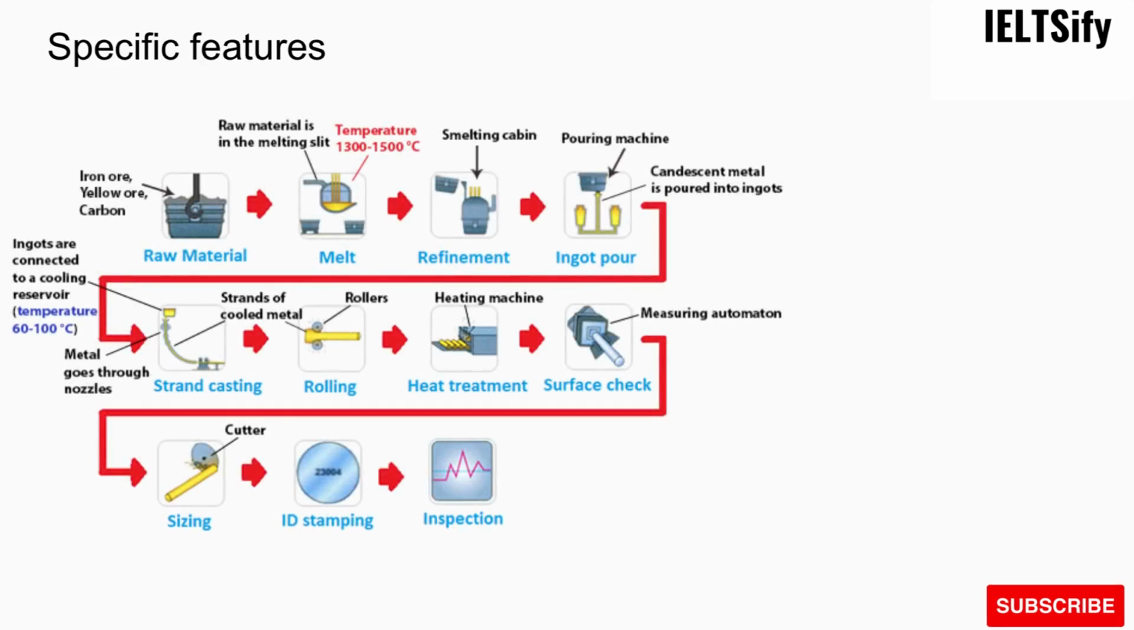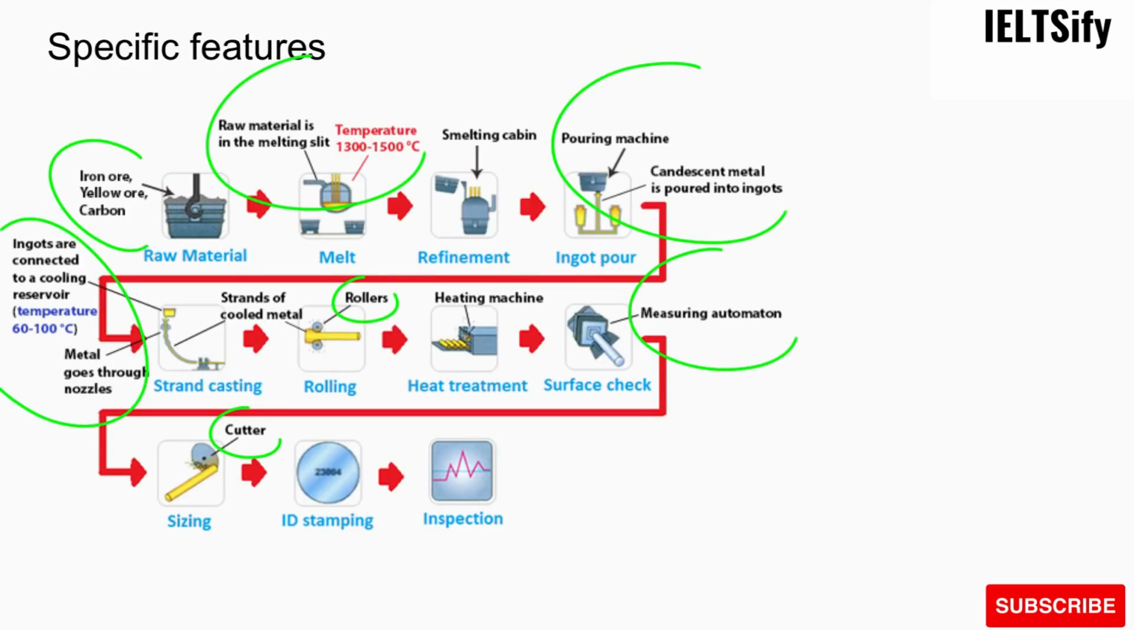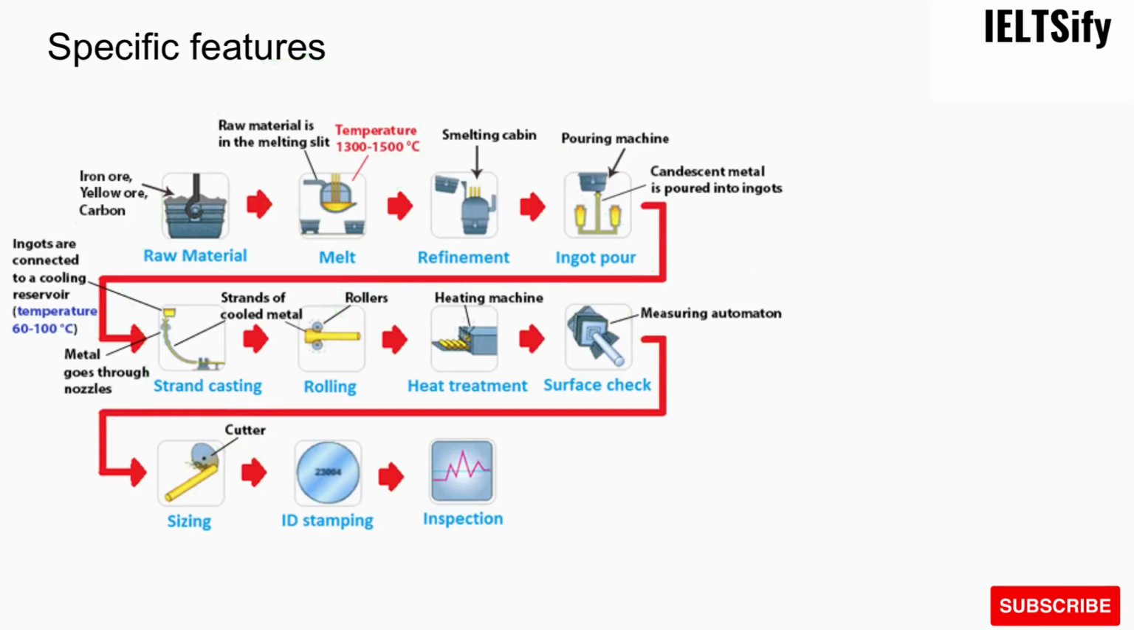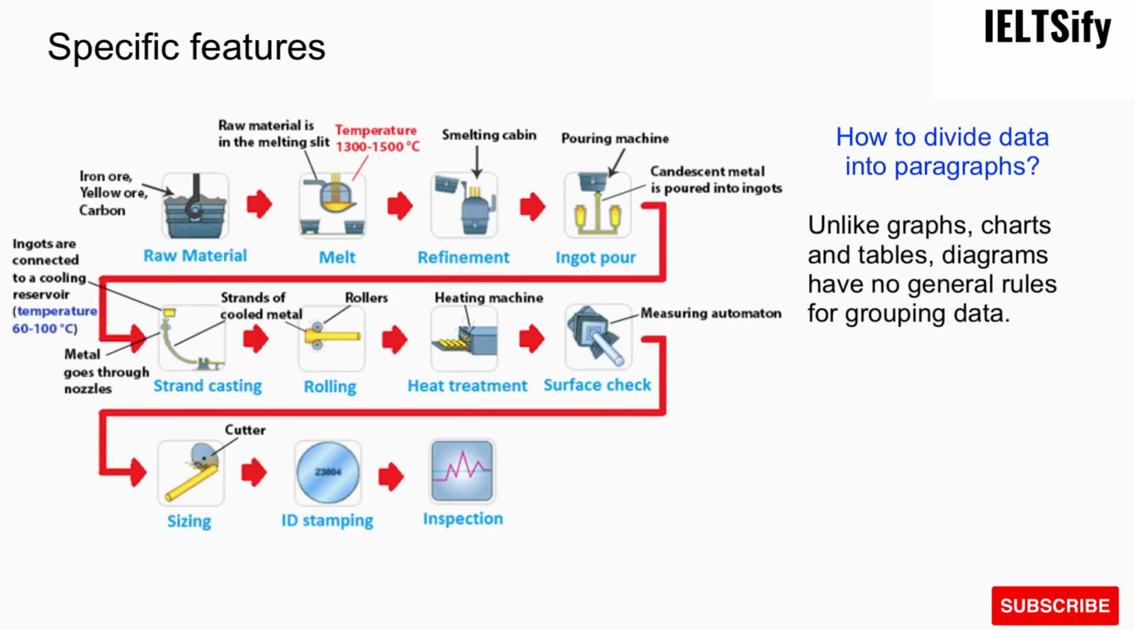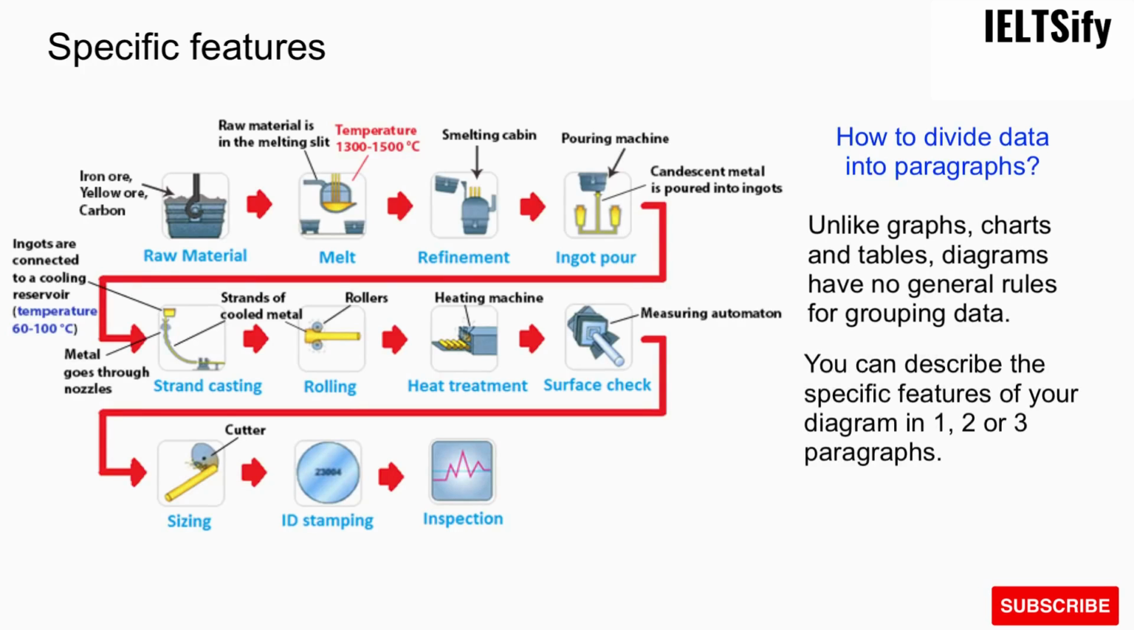Now we are dealing with a diagram, so we should describe each stage of our process in detail, and we should use all those additional information and hints that accompany most stages of our process. You may wonder how to divide data into paragraphs while describing a diagram. Well, unlike graphs, charts, and tables, diagrams have no general rules for grouping data. In fact, you can describe the specific features of your diagram in 1, 2, or 3 paragraphs, grouping the information into paragraphs the way you prefer.